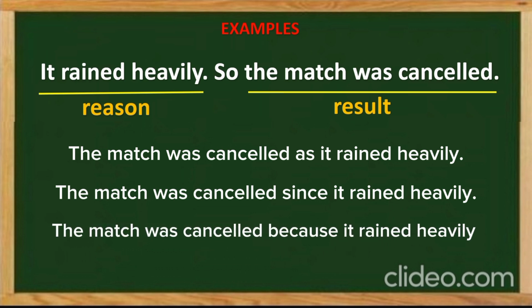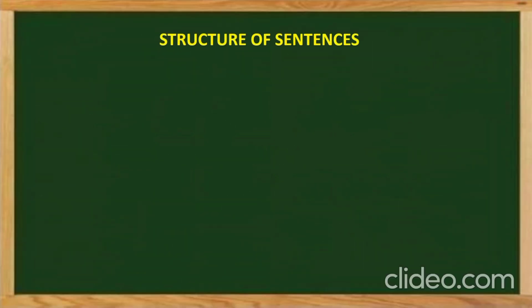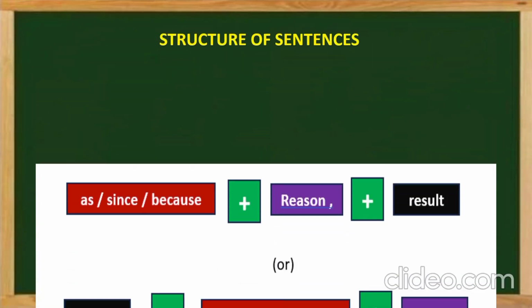The match was cancelled as it rained heavily. The match was cancelled since it rained heavily. The match was cancelled because it rained heavily. See, note that I didn't use any commas in between the sentence. So remember, you need not use any comma if you write as, since, because in the middle of the sentences. This is the structure of sentences.